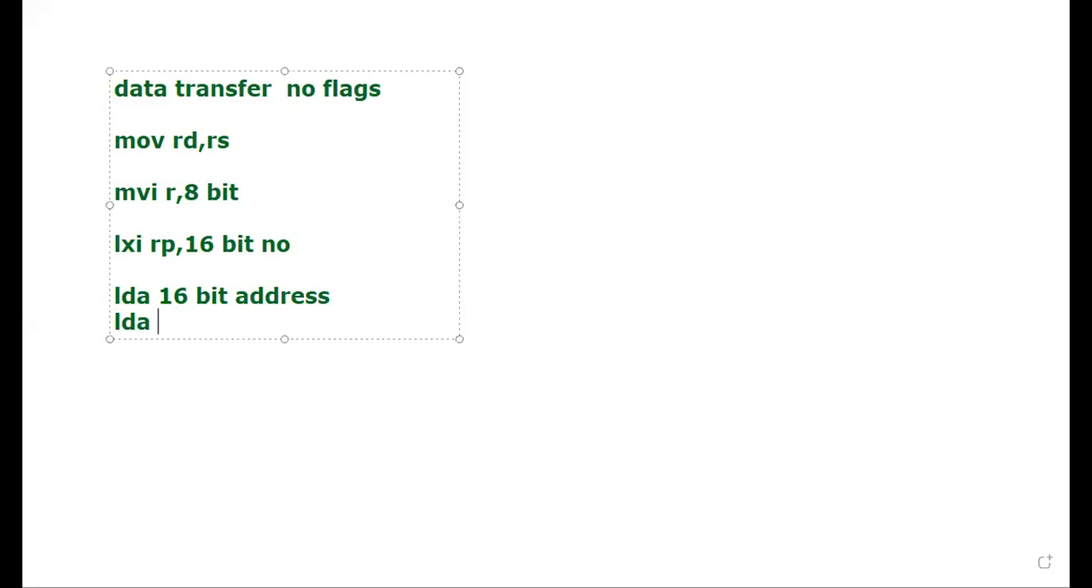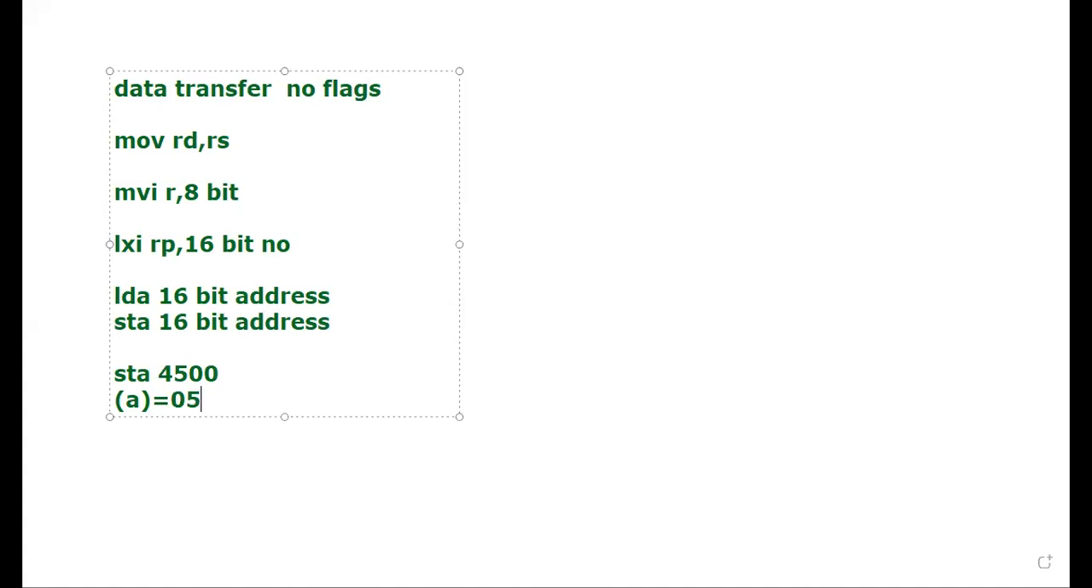So LDA exactly opposite is STA, 16-bit address. So accumulator contents will be copied into 16-bit address. So STA 4500 if I write, then first I will have to take the value in A. If it is 05, then after execution 05 comes in 4500. Okay, that is nothing but STA.